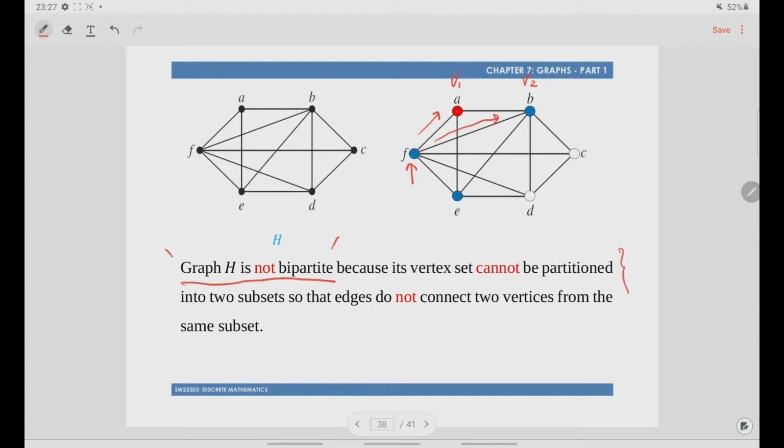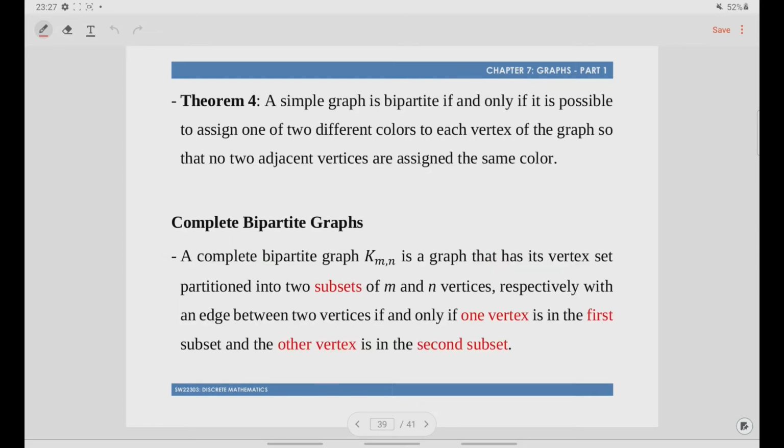But please provide a proper reason. Because its vertex set cannot be partitioned into two subsets so that edges do not connect two vertices from the same subset. Actually, the color method comes from this theorem. Okay, theorem number 4. A simple graph is bipartite if and only if it is possible to assign one of two different colors, for example, in the previous example, we use red and blue, to each vertex of the graph so that no two adjacent vertices are assigned the same color.